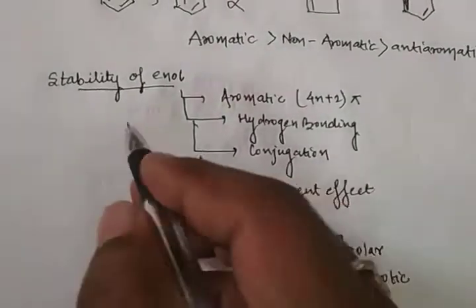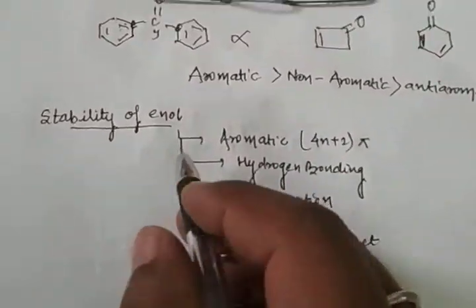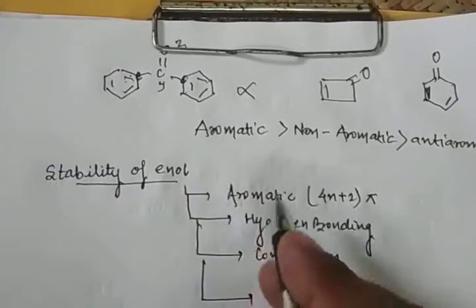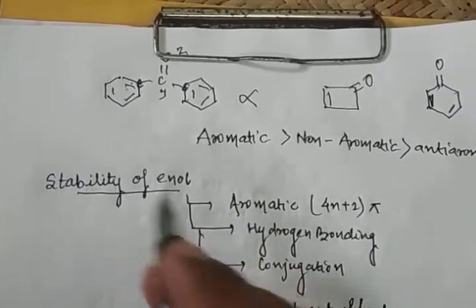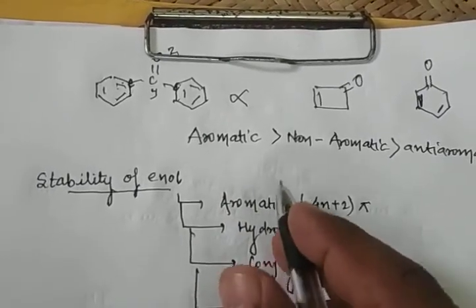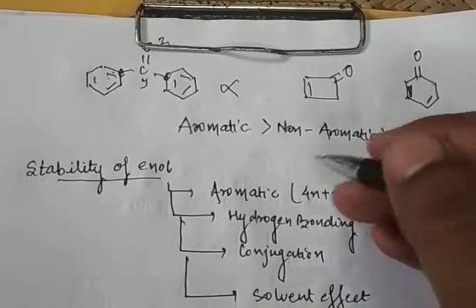Now the next topic is the stability of enol. Enol means a double bond and an OH group attached to one compound. Now how do we check whether this compound is more stable? First, you check whether the compound has aromatic nature. This is a priority order.